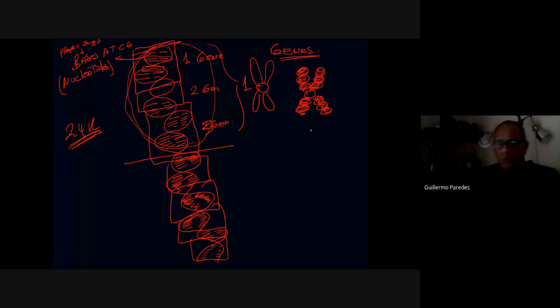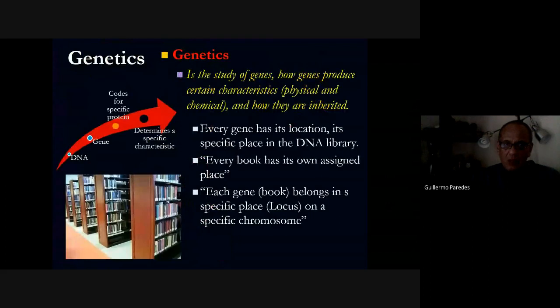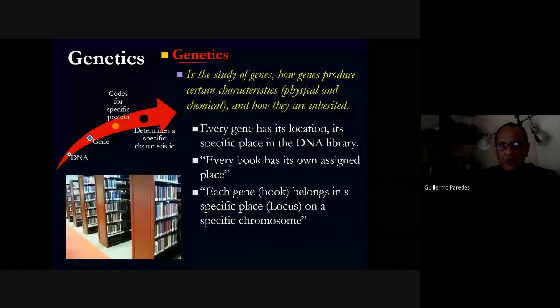You okay with that? I try to make it more simple. Yes. All right, excellent. All right, so now, what is genetics? Genetics is the study of the genes, and they are going to produce some physical and chemical characteristics, okay? The physical will be the phenotype, and the chemical will be the genotype.